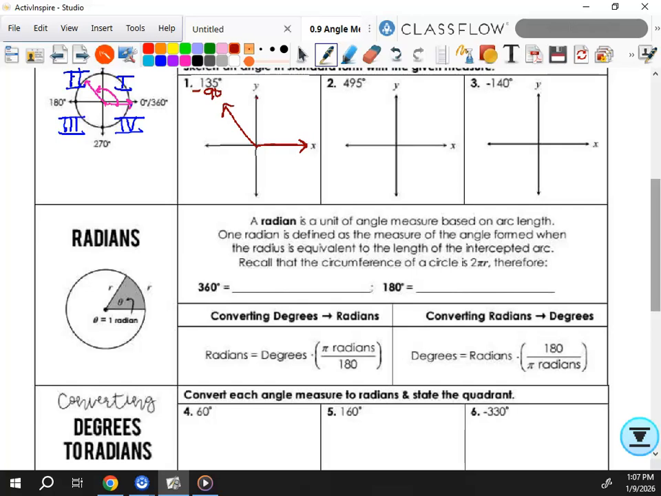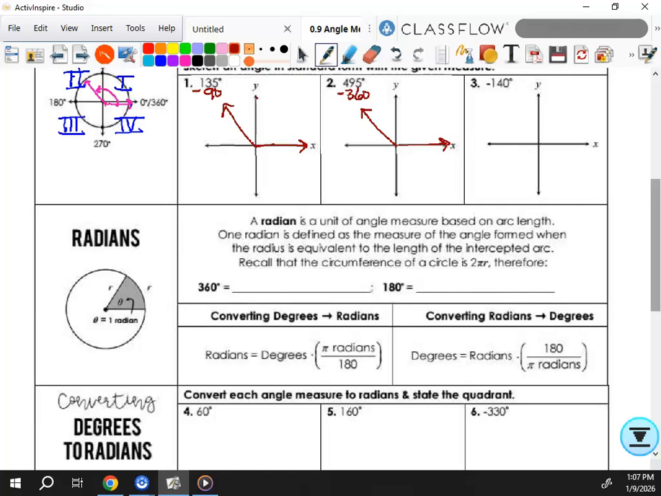Everybody okay with that? All right, so then 495. Well, I'm going to start here. Then I rotate around. Once I get back around here, that's 360, right? And maybe you didn't think you could have an angle even bigger than 180, but you totally can. And so I'm going to subtract 360. If I subtract 360, what am I left with? 135. Didn't we just graph a 135-degree angle? So shouldn't this look the same?